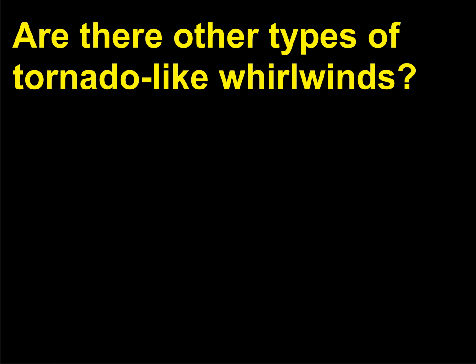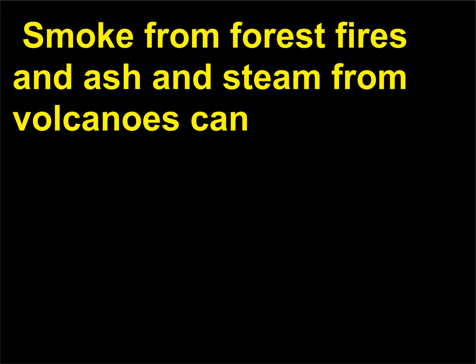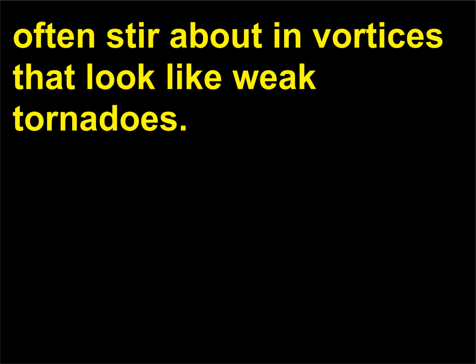Are there other types of tornado-like whirlwinds? Certainly. Smoke from forest fires and ash and steam from volcanoes can often stir about in vortices that look like weak tornadoes.